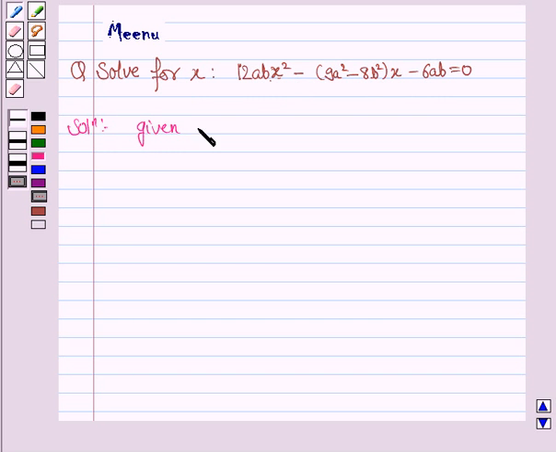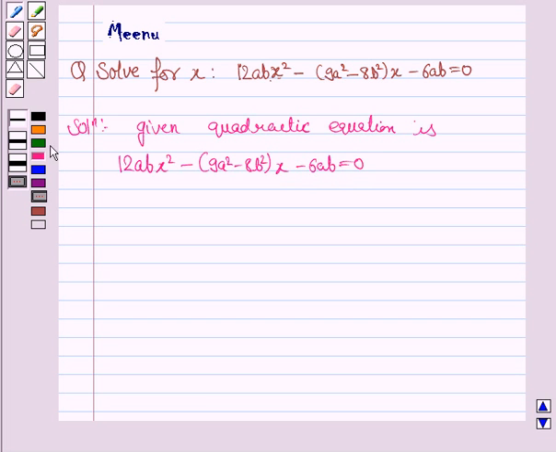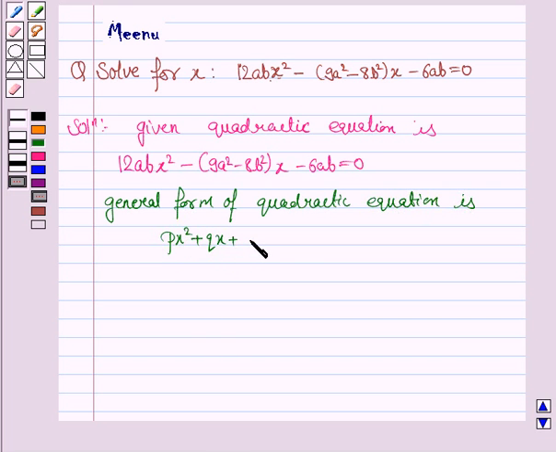Given quadratic equation is 12ab x² - (9a² - 8b²) x - 6ab = 0, and the general form of quadratic equation is px² + qx + r = 0. Let's name this as 2 and this as 1.